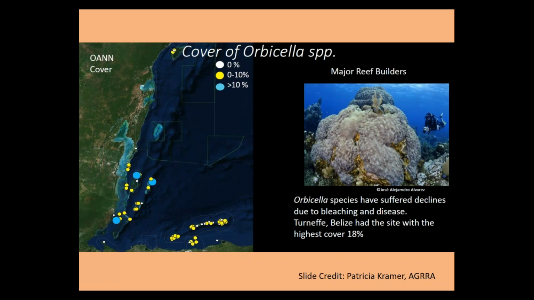Here's an example of the analysis that AGRA is able to conduct to help pinpoint areas where you might want to do reconnaissance monitoring. They did this analysis for Belize to highlight for them where their highest populations of the Orbicella species are located. And they can also do a similar analysis to find the larger colonies.